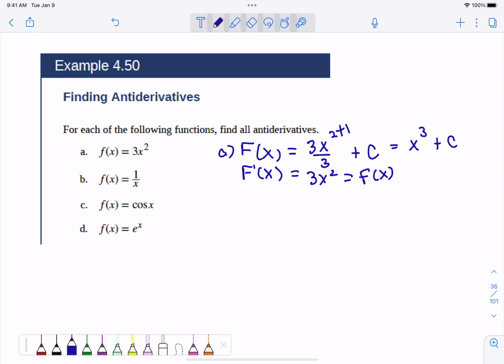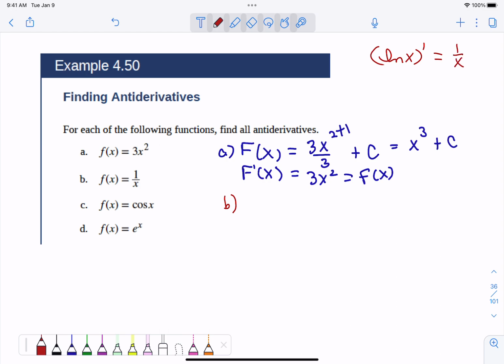Let's do it again. So how could you get 1 over x? Well, there is a derivative that we've got to remember. The derivative of the natural log is 1 over x.